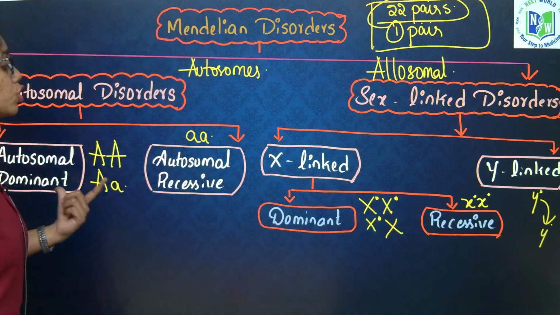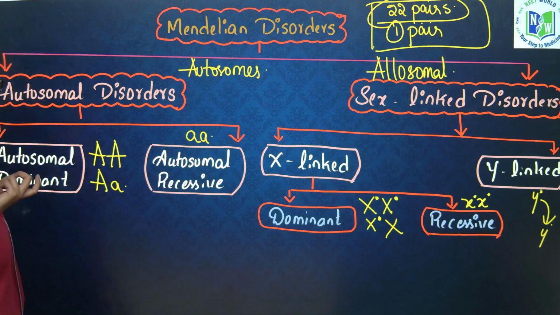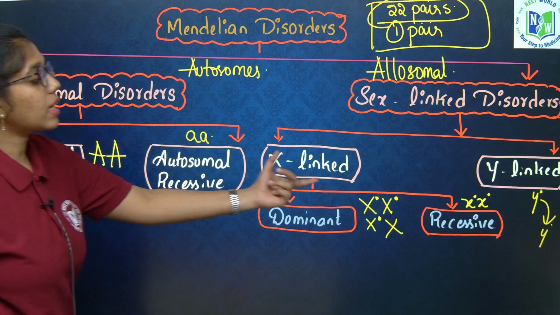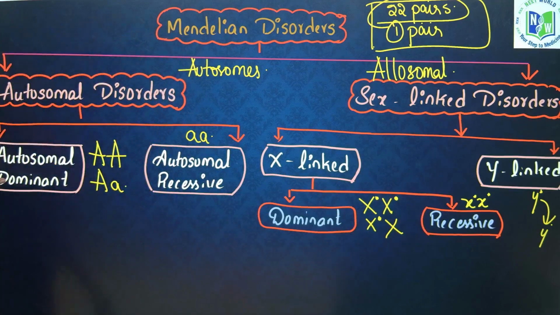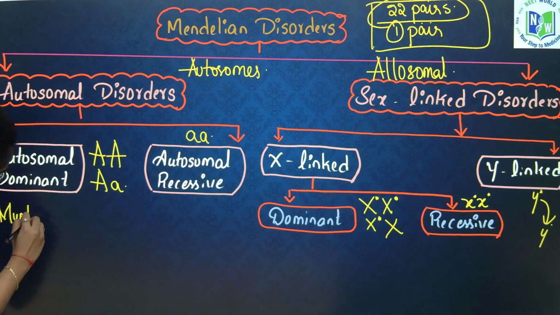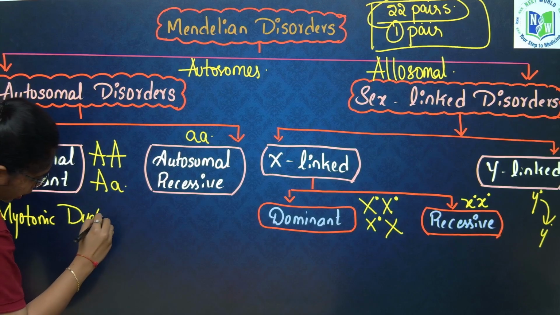Okay. Now we should know about the diseases also. What diseases come under autosomal dominant, autosomal recessive, X-linked recessive, specifically according to our NCERT. Autosomal dominant disease includes myotonic dystrophy. Myotonic dystrophy.